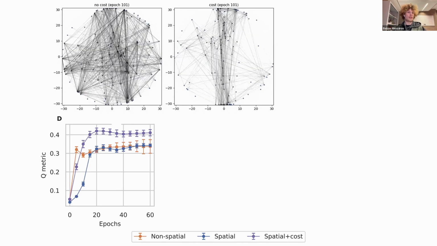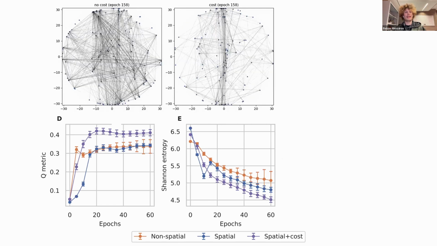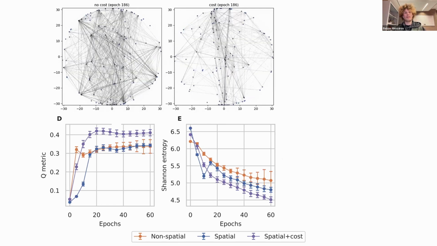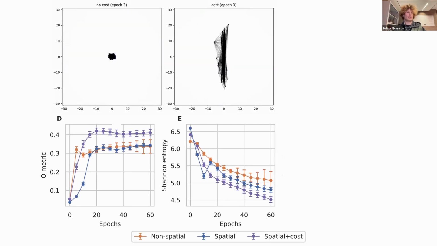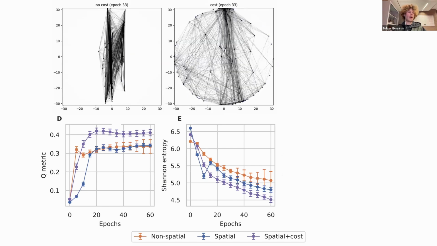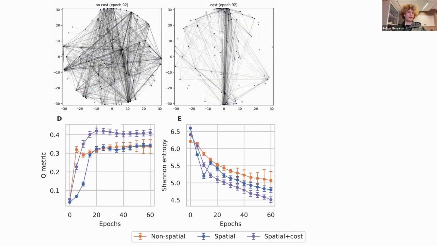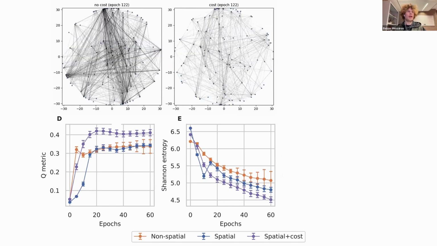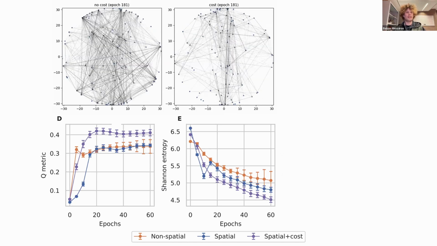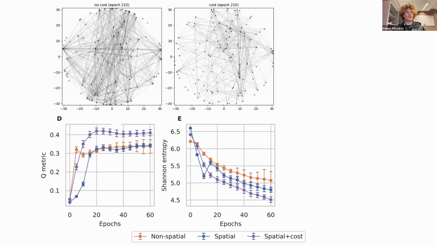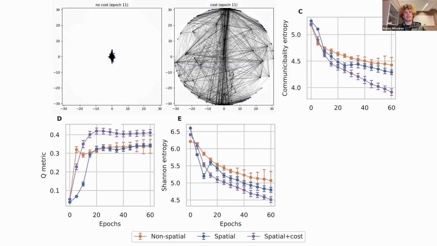Then we also looked at the entropy of these learned weight matrices, where we see that already by embedding neurons into space and learning their positions, we achieve a slightly lower entropy in our weights. But again, introducing this cost term increases it further. But we can also calculate this entropy not just on the actual weights, but on the communicability matrix, which is derived from these hidden weights. And then we achieve a lower entropy again for the network where we introduce this distance cost.